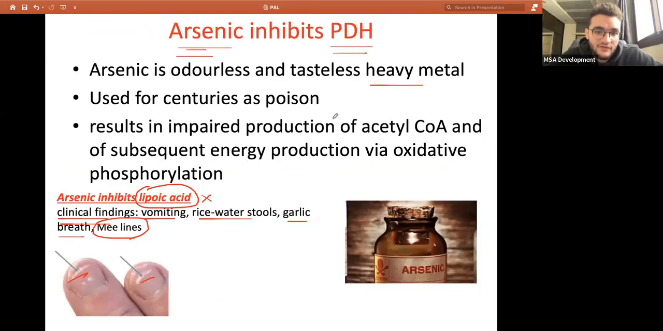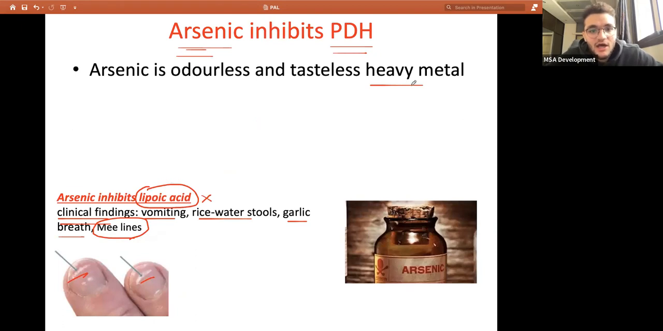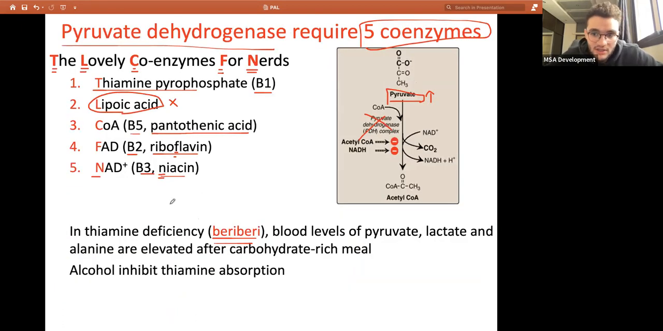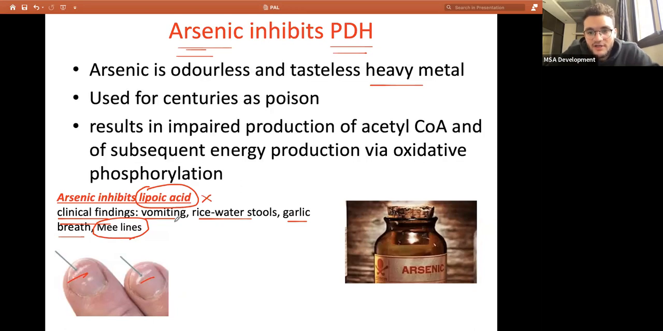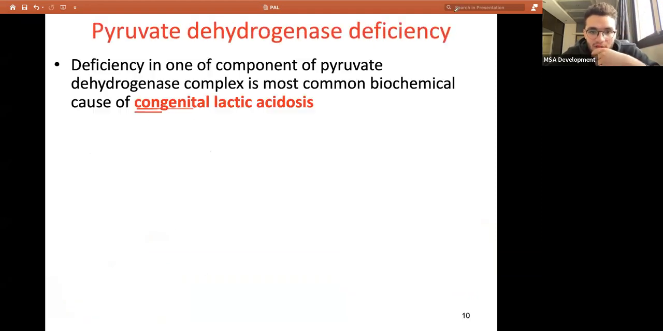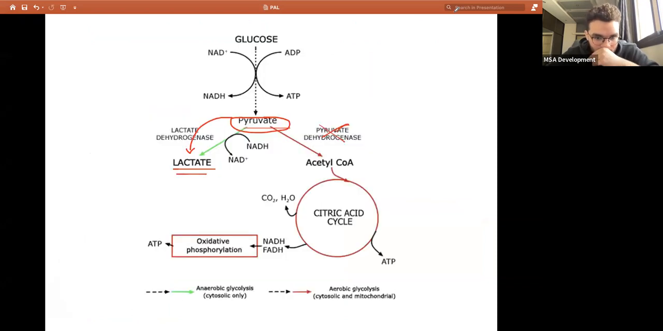Arsenic is a metal, and it causes that. Beriberi could be congenital because it is a deficiency in thiamine. If you are deficient in thiamine, it could be congenital, or it could be genetic. Congenital means that it occurs at birth, right? So any deficiency could be congenital. But for example, arsenic is not congenital because it's just a heavy metal, right? So it inhibits lipoic acid and obviously inhibits PDH. Okay, so is that clear? Yeah, thank you. All right.